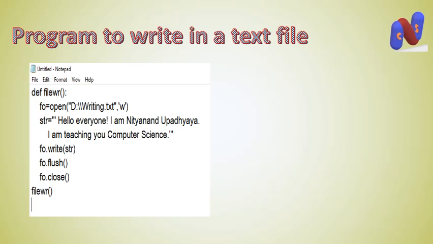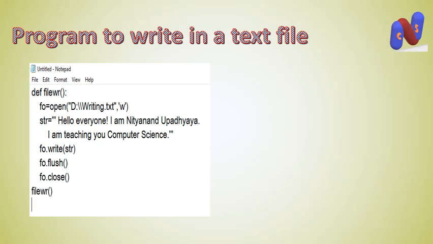Now next, f4.write(str). f4 is a file handle which keeps the reference of the file. Write is a function which is used to write in a file, and str is the value which will be written in the particular file. So that's the line, f4.write(str). Str has been passed as a string in the form of a variable.